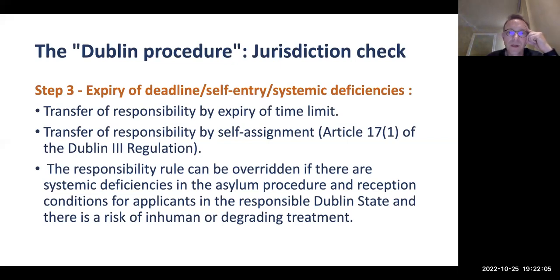And of course, all this can be overridden by the so-called self-entry criteria, where a person can also be taken by the country of host because they decide, on their own discretion, to take the asylum application for practical reasons, or because they don't believe that the situation for this specific asylum seeker in the country of first entry, for example, is sufficiently safe.